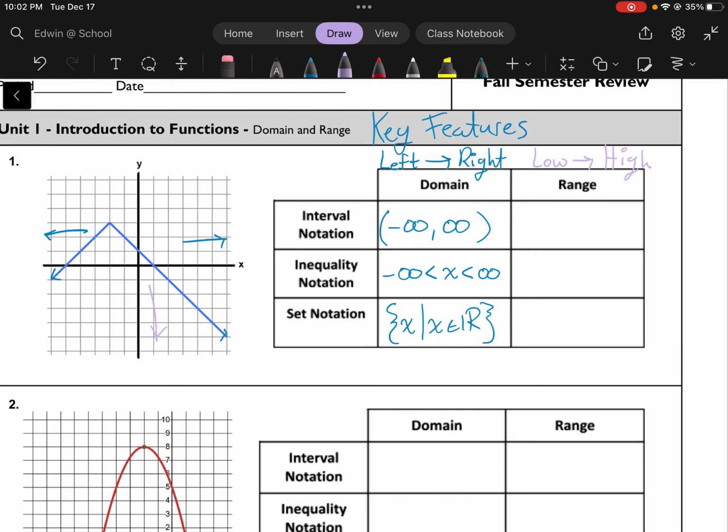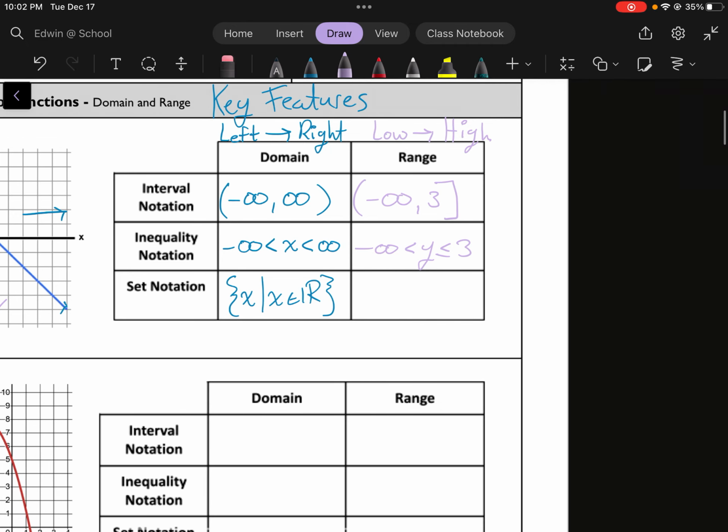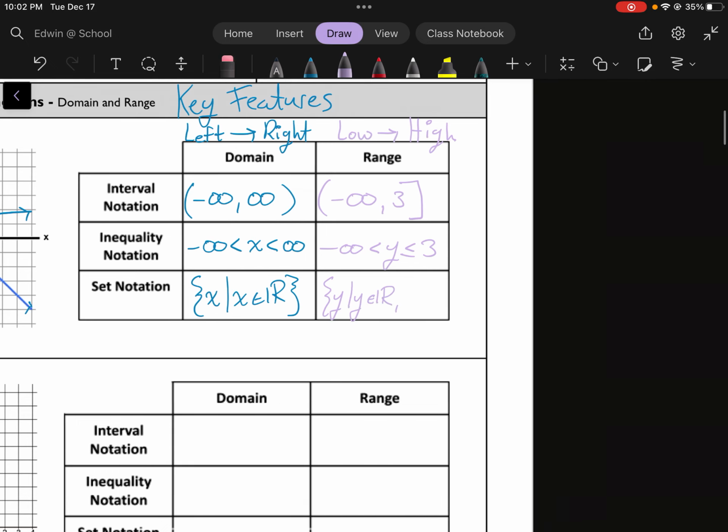Now for range, we're talking about the lowest point. Looks like it goes down forever, which is negative infinity. And it goes all the way up to here, which is comma 3. So we could never reach infinity, but we could reach 3. We do reach 3. We have a point at 3, so that is why we put a bracket. Similarly, we could just do negative infinity is less than y, which is less than or equal to 3. The reason why we do a little equal to symbol underneath that second inequality is because of the bracket. Finally, we got y such that y is a part of all real numbers. This is just how we set up these types of domain and ranges.